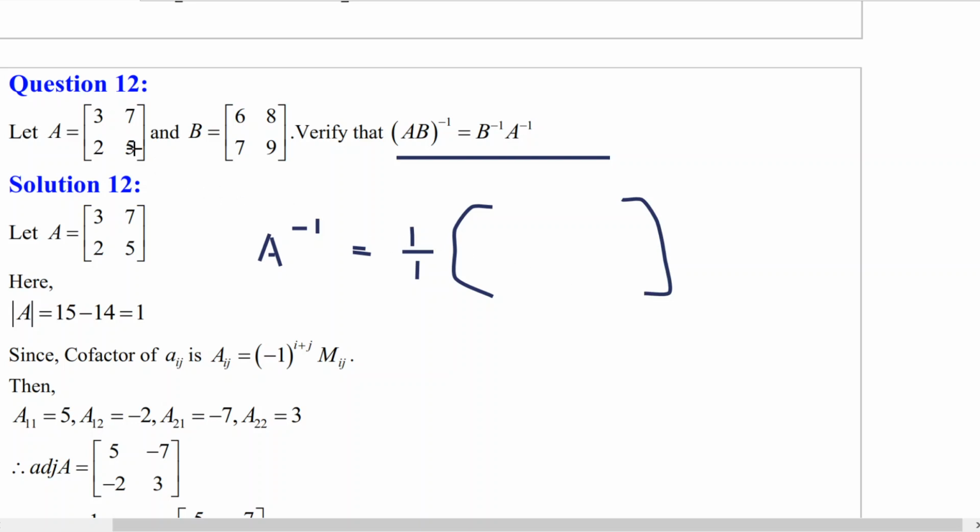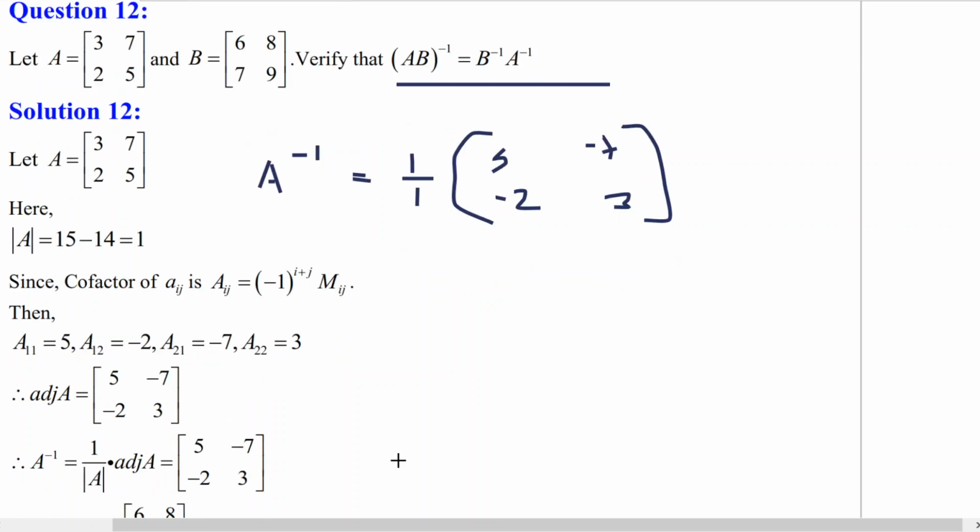Okay. So how to find the adjoint A? We have learned the shortcut. What I have told you, for this diagonal, change the position. So 5 will come here and 3 will come here, and change the sign for these elements. Position will not be changed, only sign. So by this method you can find inverse of a 2 by 2 matrix, right? This is the inverse. Same. Yeah, you can do this. Don't think that we can't do this in CBSE exam. For 2 by 2 matrix you can do like this also.